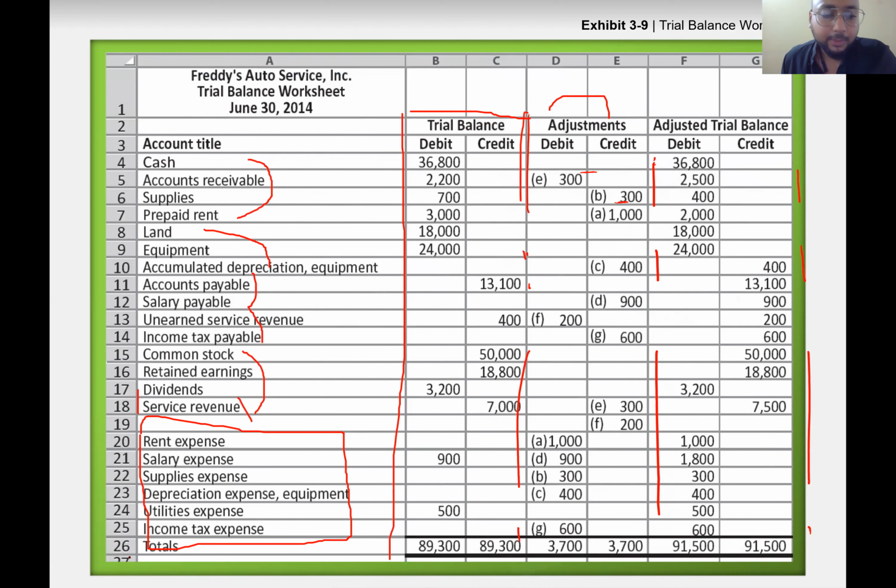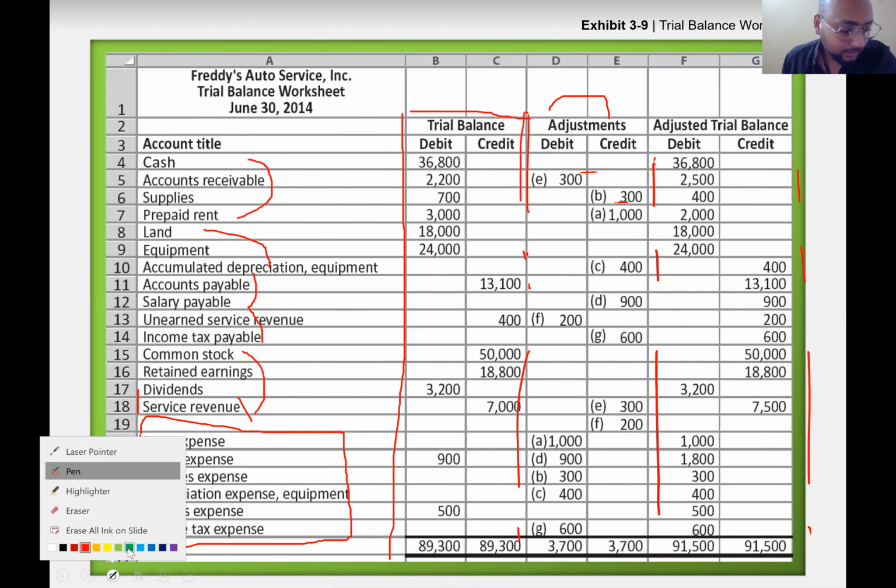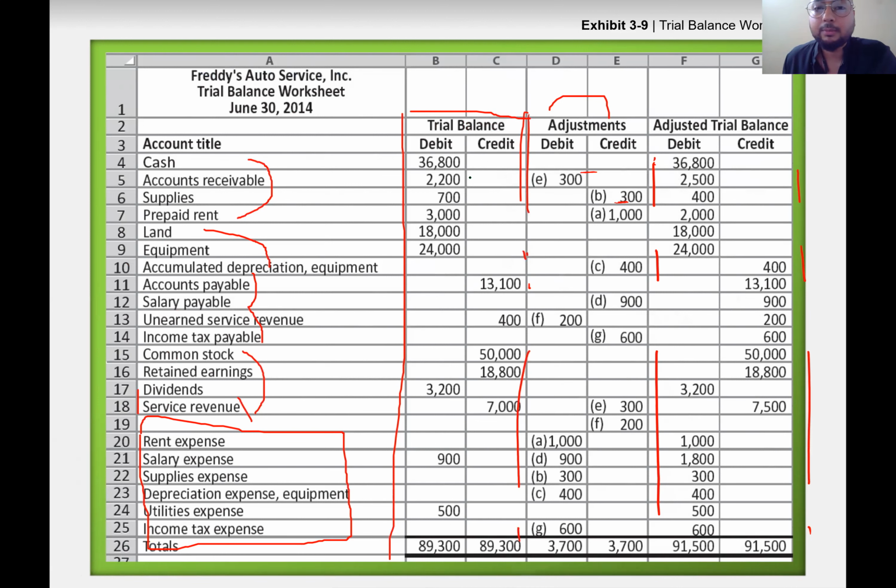Let me change the color of the pen. So you see some balances are the same. For example, the cash account is the same. It means the cash account is not an adjusting account, so it doesn't need to be adjusted. Accounts receivable, yes, some customers paid us cash. It needs to be adjusted. Here we go. The new balance would be 2,500. So you can put this balance directly, or you can copy-paste it into your T account of accounts receivable, right?